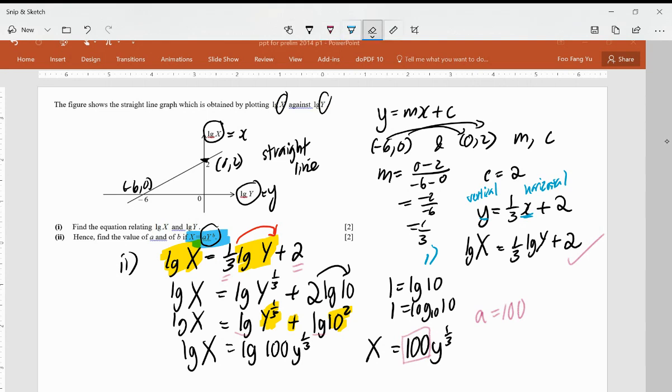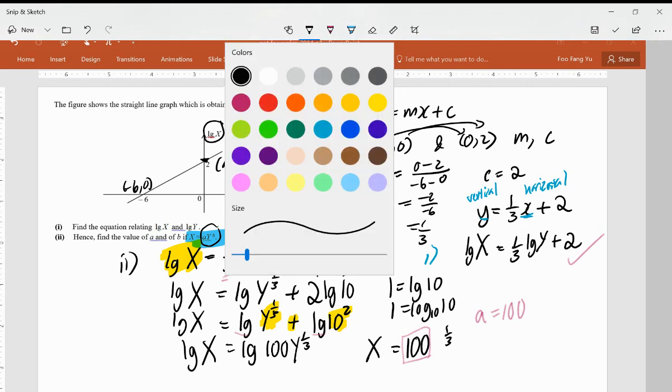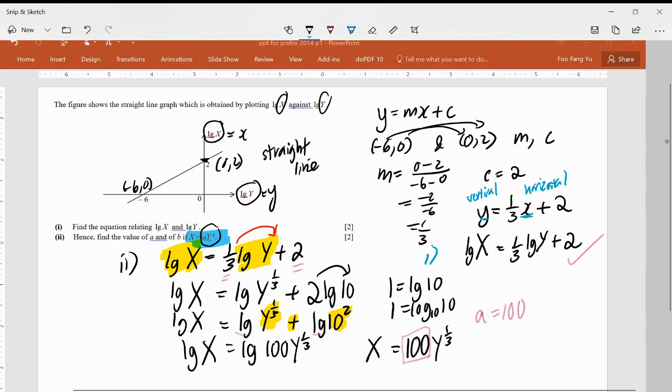This y is capital Y. Better ensure that everything is using capital Y. So that will also conclude that my b will be 1/3. Okay, that's all for today's linear law revision.